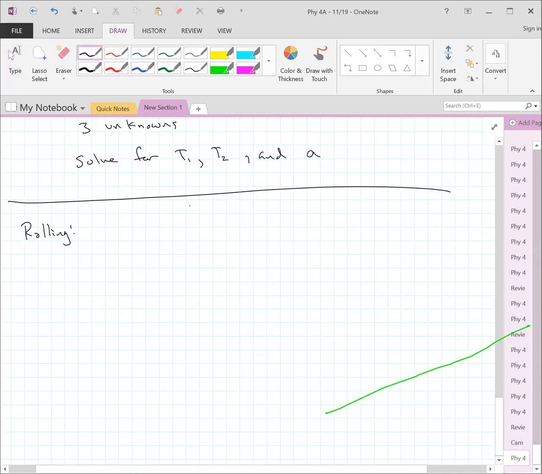When something is rolling, it's really pivoting about that point right there, right? That's the axis of rotation. And it's moving kind of in this direction, right? So the velocity of that point right there is 0. It's not moving, right? It's the axis of rotation. The whole wheel is pivoting about that point that's in contact with the ground.